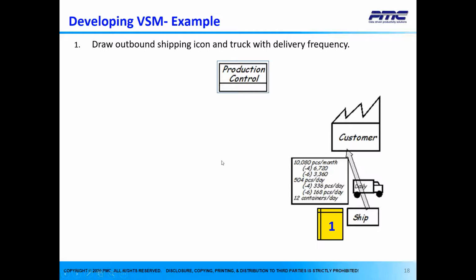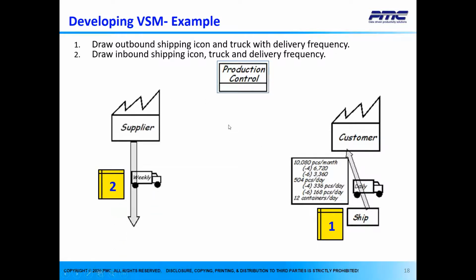The second step is drawing the inbound shipping icon, truck, and delivery frequency. So here we go. Now I have my inbound. That means, in order for me to produce a part and ship them to my customer, I need to receive raw materials. And again, in the current state, we receive parts from our suppliers on a weekly basis. Please pay attention to the time difference between receiving and the shipping.